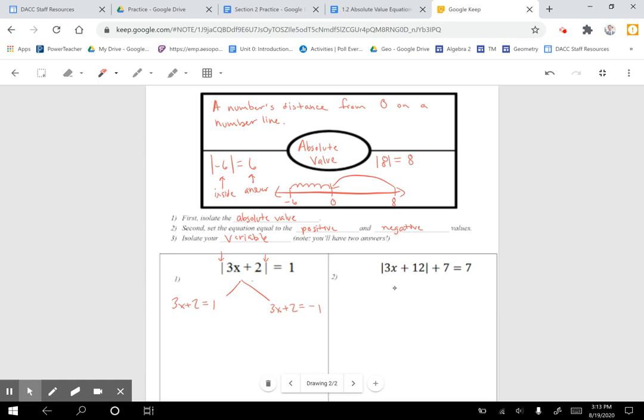We actually didn't have to do that because it was already done for us. It was already alone. So my step two is setting equal to, and I'm drawing arrows here again, to positive and negative values. So I'm taking everything on that right side of the equation and making it positive, or in this case, negative for the other side. Okay. And again, two answers, and I have two equations to solve for. So I'm going to divide these out.